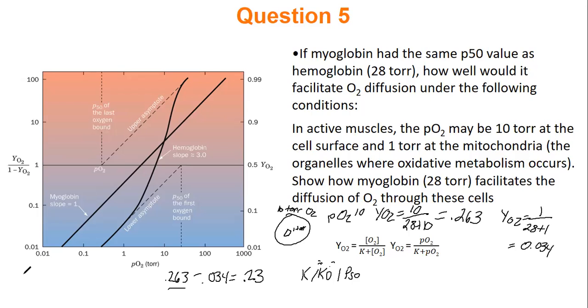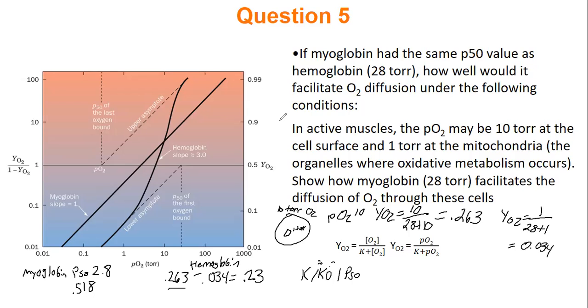Compare that to real myoglobin. Real myoglobin has a P50 of 2.8, and we calculated this out: 51.8% of myoglobin can deliver oxygen from the cell surface to the mitochondria. Hemoglobin is way worse at this. Hemoglobin can only do like 23%, which tells us hemoglobin has a different role in the body.